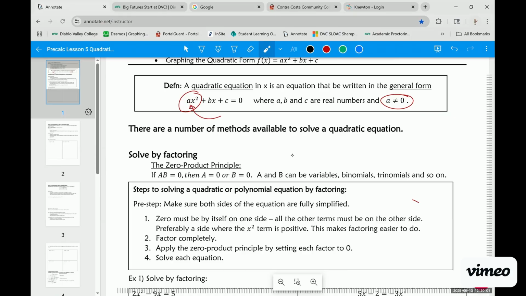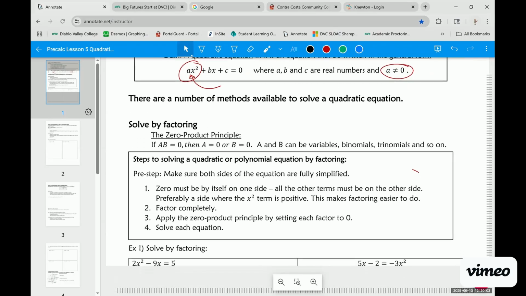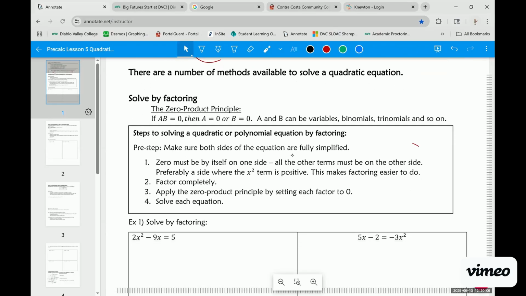There are a number of ways that we can solve a quadratic equation, and we're going to go through all of them. Then we're going to talk a little bit about what is the most efficient method of solving a quadratic equation. In the first way, we're going to use the factoring that we learned in the last lesson, I believe.